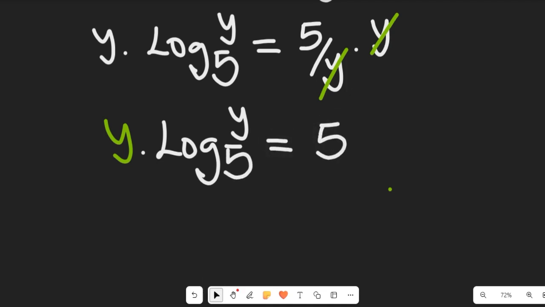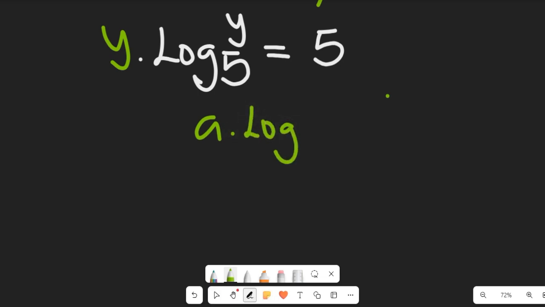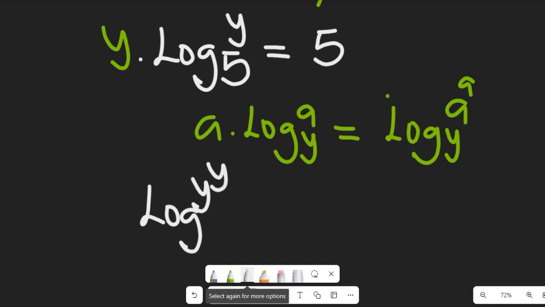Now from the laws of logarithm, if you have a multiplied by the log of b base 5, this can be equal to the log of b to the power of a base 5. So if we apply that here, we're going to have this become the log of y to the power of y base 5 equal to 5.